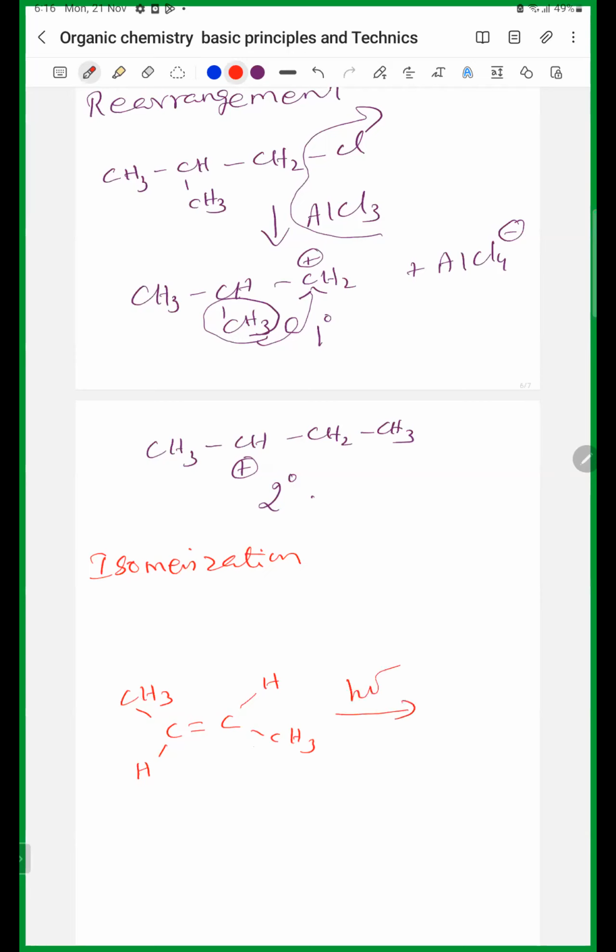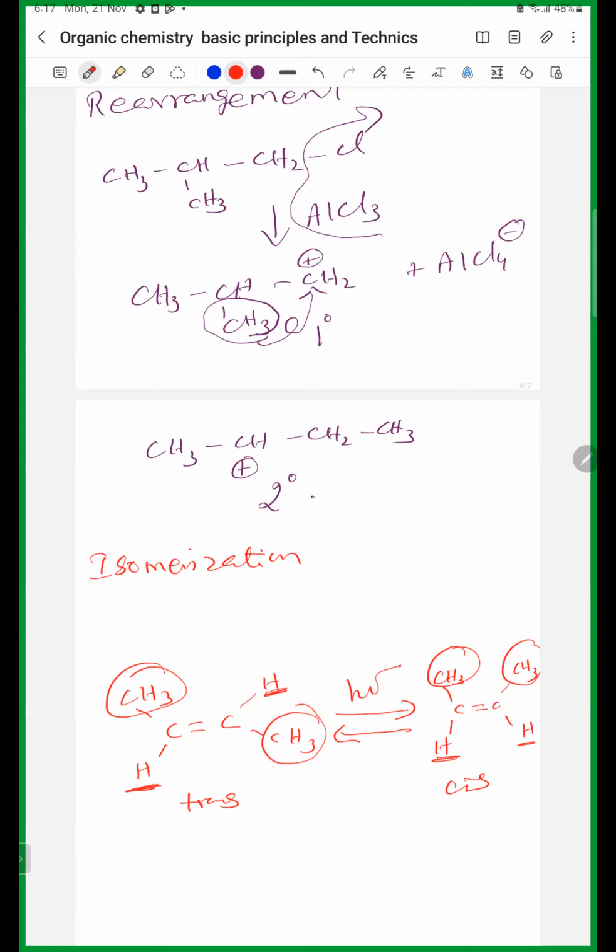When you are heating, or keeping this in the presence of light, it can interconvert: CH3, C double bond C, CH3, H, H. So what is the difference? Hydrogen on the opposite sides is called trans. Same groups on the opposite sides are called trans. Here methyl, here methyl. So the same group on the same side is called cis. So this form changing into this form is called isomerization.